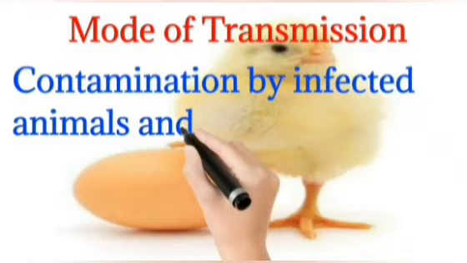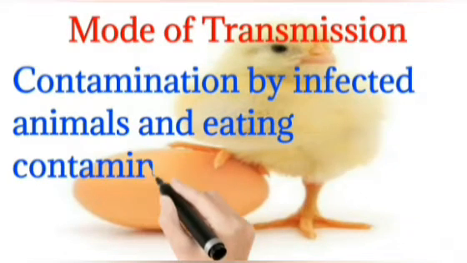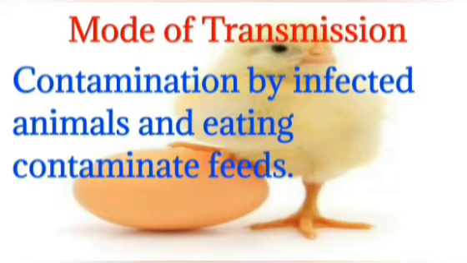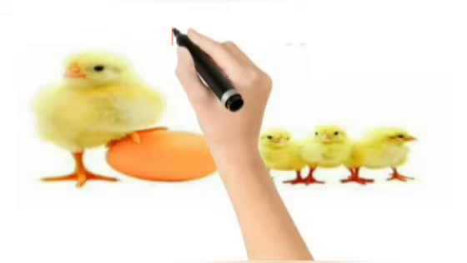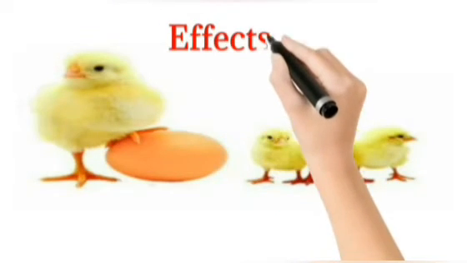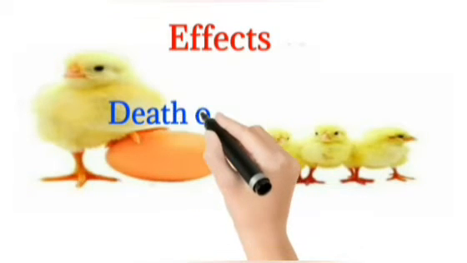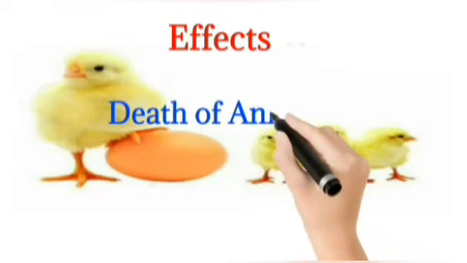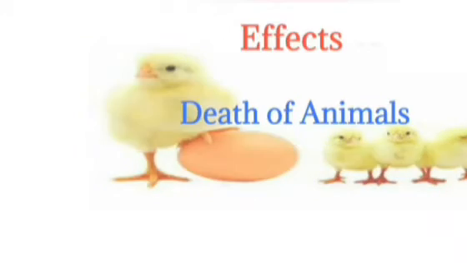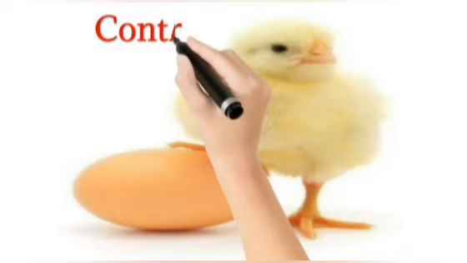The first and the usual method of transmission of the disease is particularly by contamination of infected animals and eating contaminated feed. So the farmer should prevent this from happening. In that way, he can control to some extent the infestation of this disease and the effects of this disease. There tends to be death of animals. When it occurred years back, like I explained earlier, it was a really deadly disease.